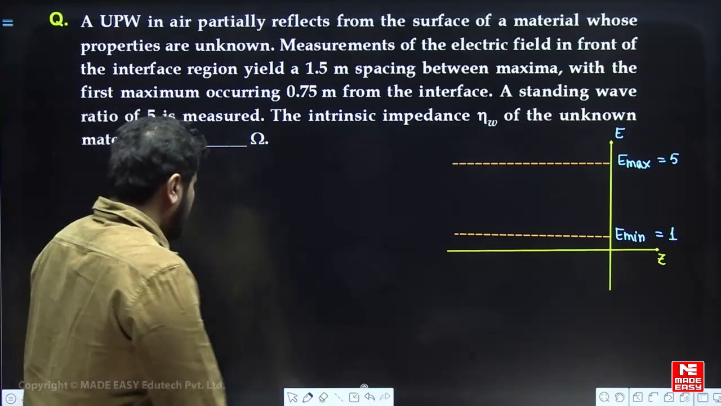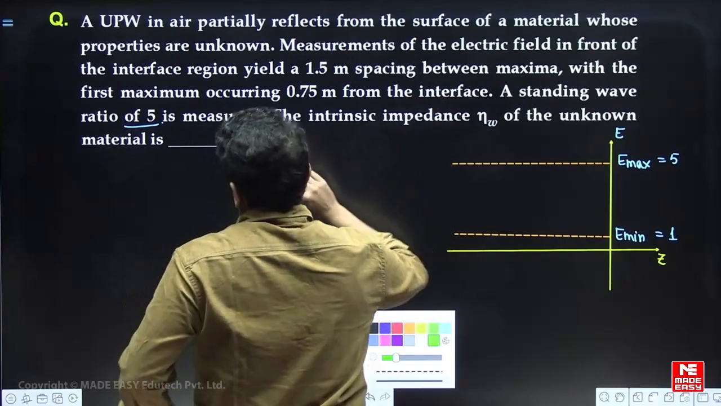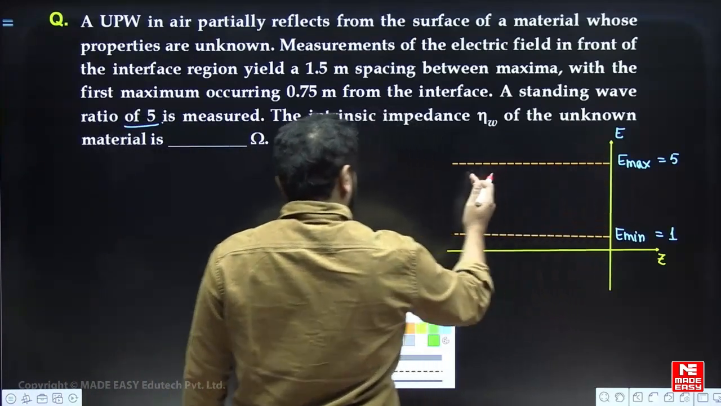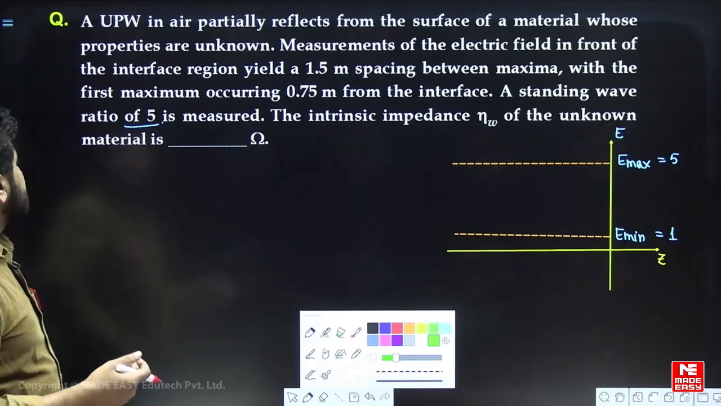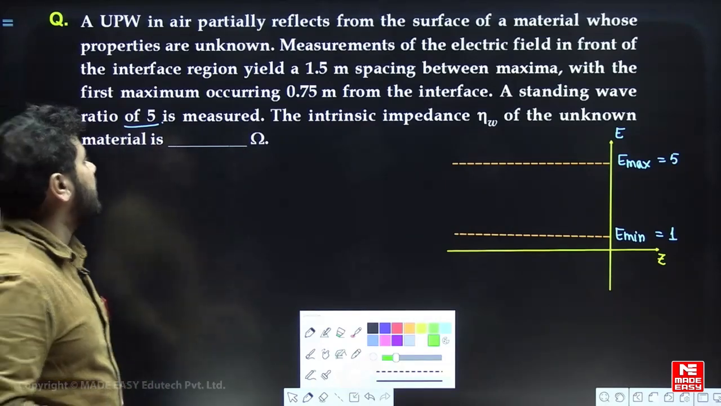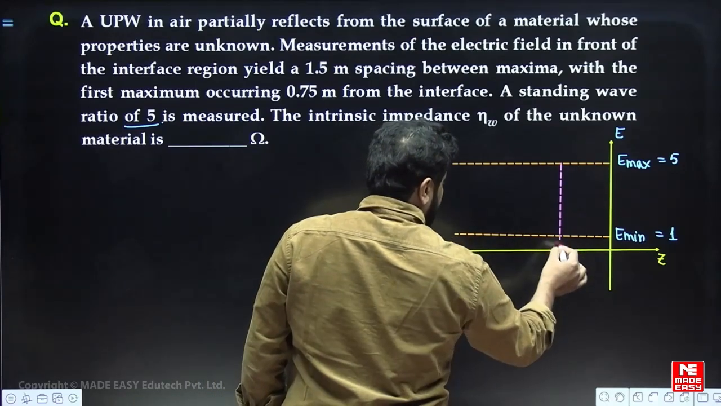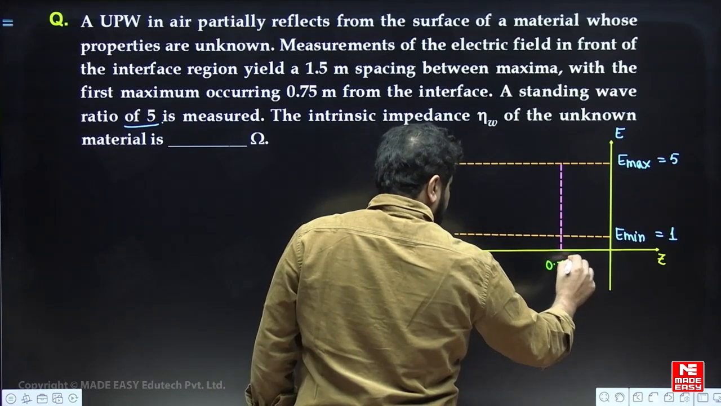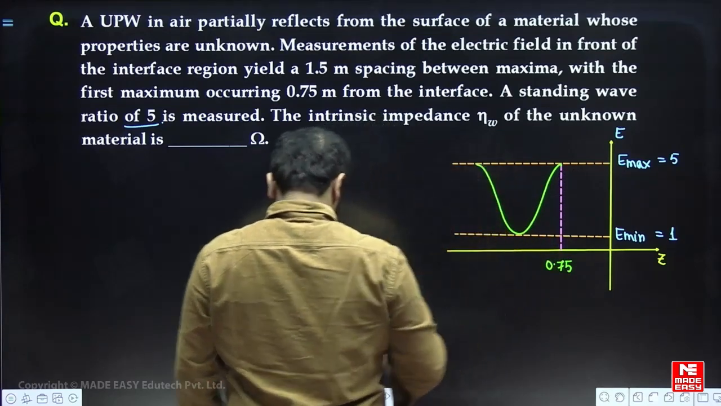Now what you can observe in the question is that there is a standing wave material whose properties are unknown, with measurements of the electric fields in front of the interface. So this is the interface. In front of the interface the standing wave has been made such that there is 1.5 meter spacing between maxima, with the first maxima occurring at 0.75. So this is how we can plot the graph.